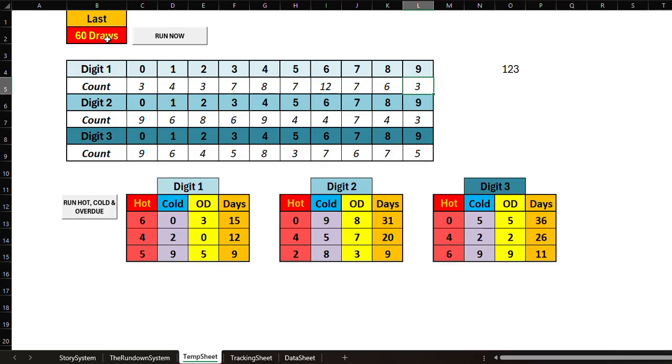But the thing about this is it's the last 60 days, right? The last 60 draws. All right, so that's what this is calculating everything else from, and then the hot. The overdue number right now is number 3. This one says number 3 in the first digit hasn't come up in 15 days, right? That's the longest it's been running since the 3 came up. This one says 0 hasn't come up since 12 days ago. The number 5 hasn't come out in 9 days.